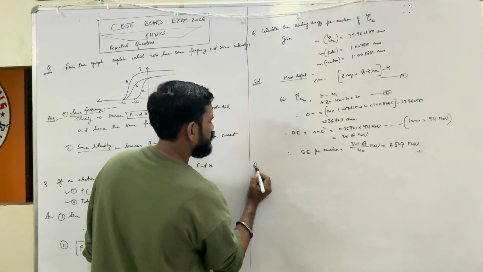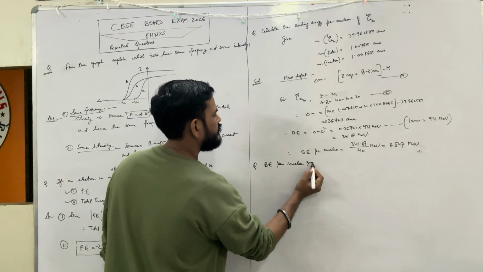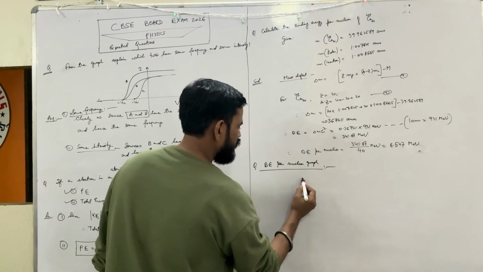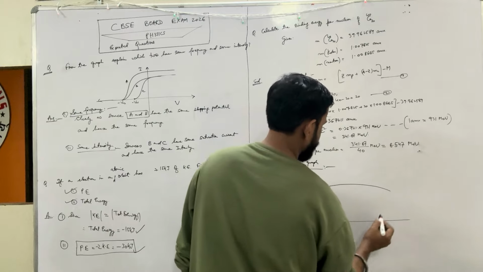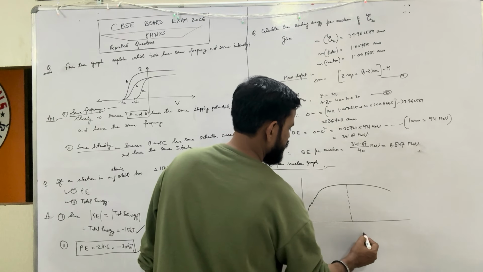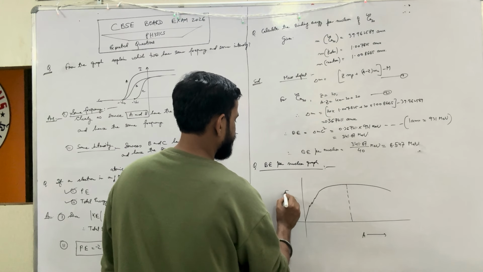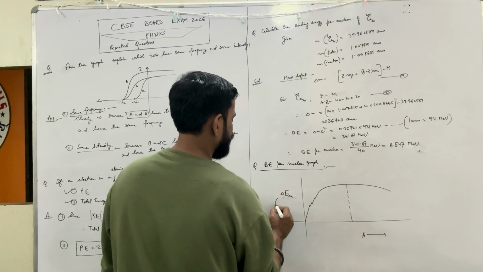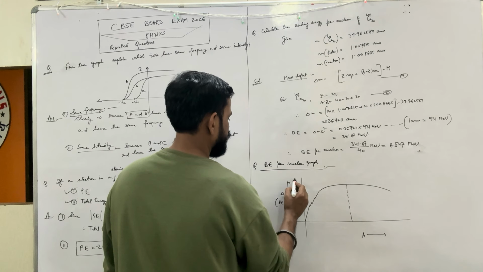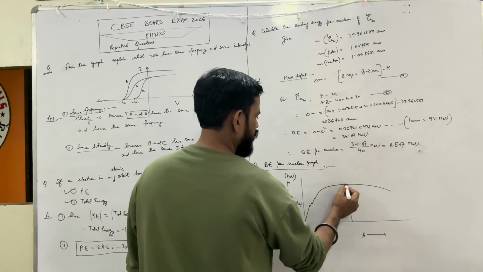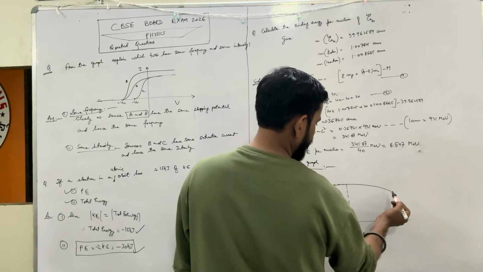Now we can also explain the binding energy per nucleon graph. This binding energy per nucleon graph looks like this. So here this is atomic mass and this is binding energy per nucleon, BEN. So iron has the highest binding energy. Now these are lighter nuclei and these are heavier nuclei.